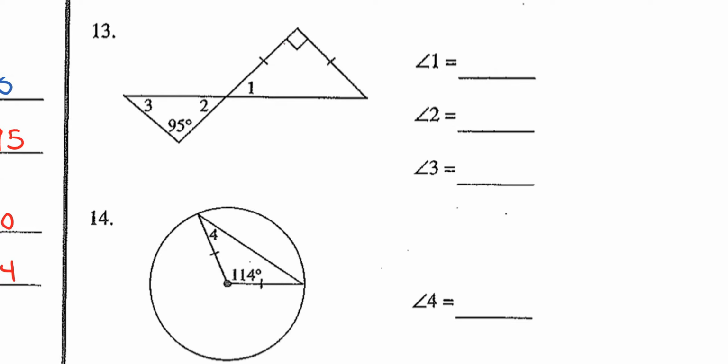Okay, question number 13 here. Once again, I have a right angle up here, so that's going to be 90 degrees, and I do have an isosceles triangle right here because of those markings, so this will be 45, and that's going to be 45. So angle number 1 is going to be 45 degrees because of the isosceles triangle property, and we know that these two angles in green, they're vertically opposite, so that means they're equal to each other, so angle number 2 is also going to be 45 degrees. Sorry, the pen's just not working well right now, so that's going to be 45 degrees.